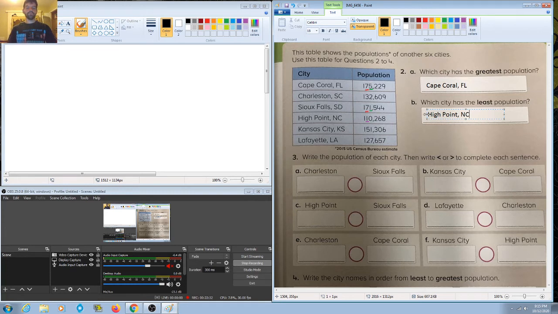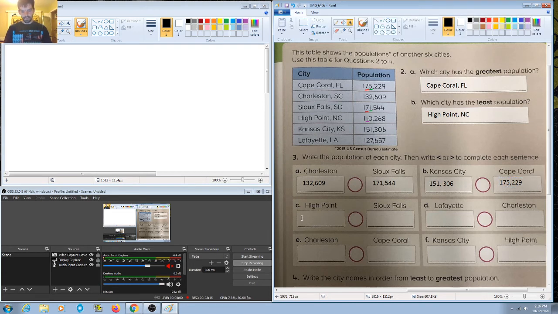Okay, so if we write the population of each city, we can determine which one is greater or less than the other cities. Let's type out each of these. Charleston, South Carolina is 132,609. I'm just going to type all of these in really quick to save a little bit of time. Sioux Falls is 171,544. Kansas City is 151,306. Cape Coral is 175,229. High Point is 110,268.